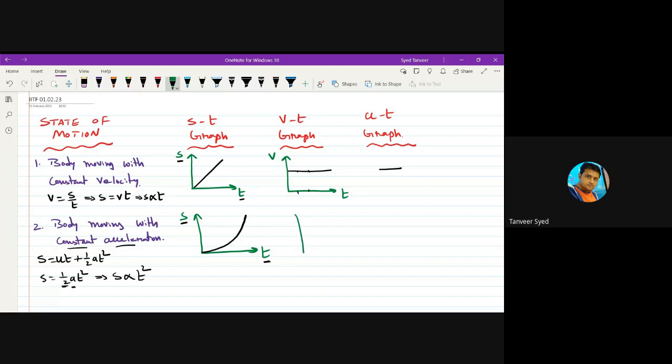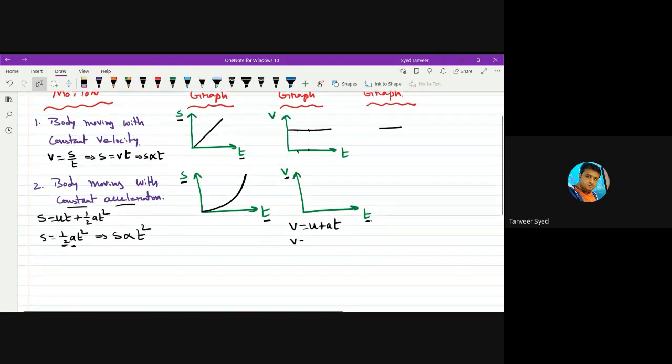Next, velocity time graph. Which equation gives us the relation between velocity and time of a body moving with constant acceleration? Sir, v equals u plus at. Again, if the body is starting from rest, u is 0. So v is equal to at, or v is directly proportional to t. Y proportional to x. The graph will be a straight line like this.